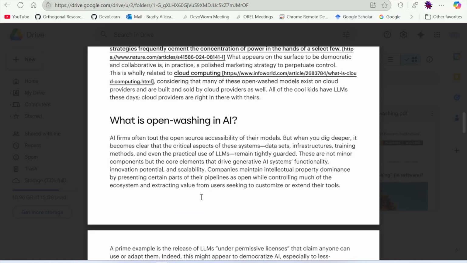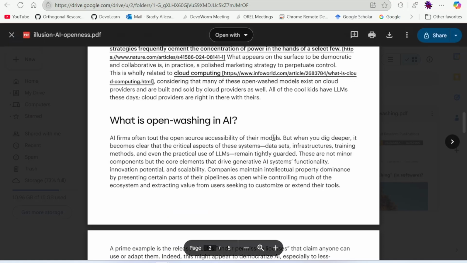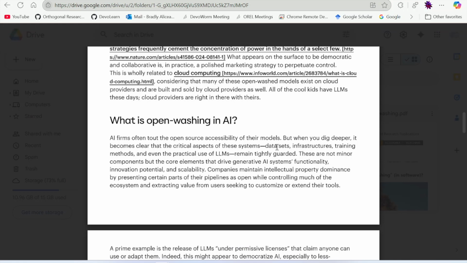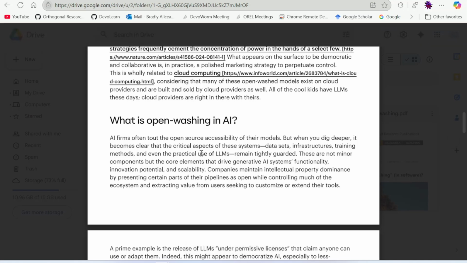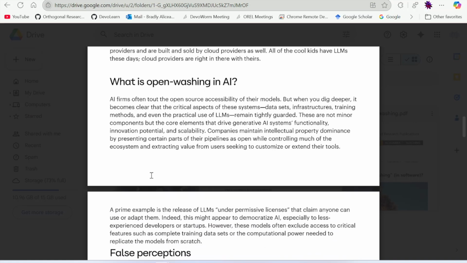So, let's talk a little bit about open-washing in AI, which is where you can have, say, access to a model, but the critical aspects of the systems, things such as datasets, infrastructures, training methods, and maybe even some of the more practical uses of large language models, remain tightly guarded. These are not minor components, but the core elements that drive generative AI systems' functionality, innovation potential, and scalability.